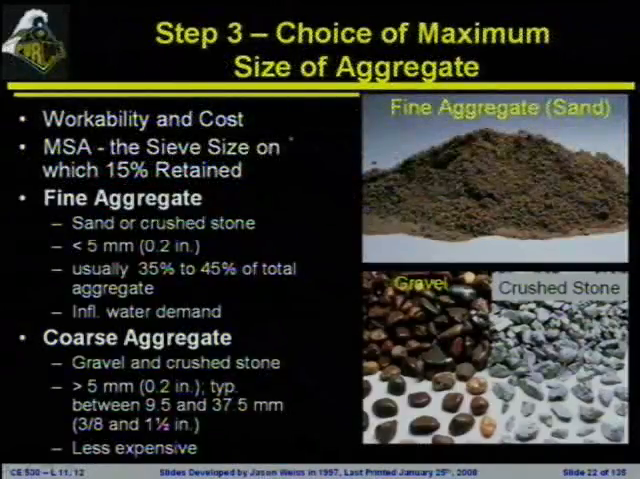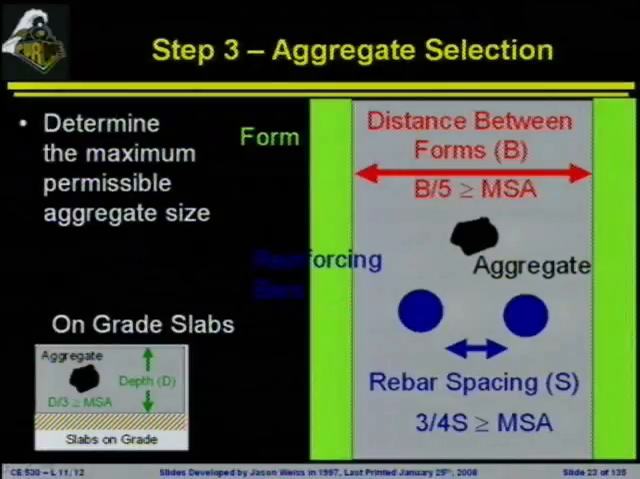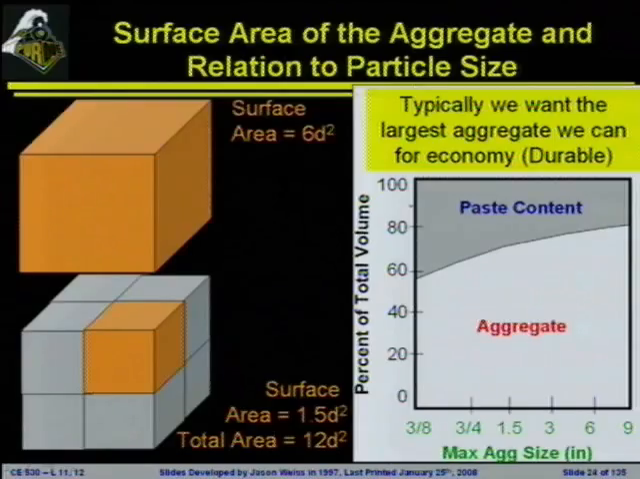As we mentioned before, some of these slides will look familiar because we've discussed them before. The maximum size of the aggregate, we're typically going to be looking here at our coarse aggregate. We have our 2 criteria. We have the depth of the slabs on grade, so it could be D/3. We have the other criteria where it either has to fit between the rebar, 3/4 of the spacing has to be greater than the maximum size of the aggregate, or it has to be 1/5 of the distance between the formwork.